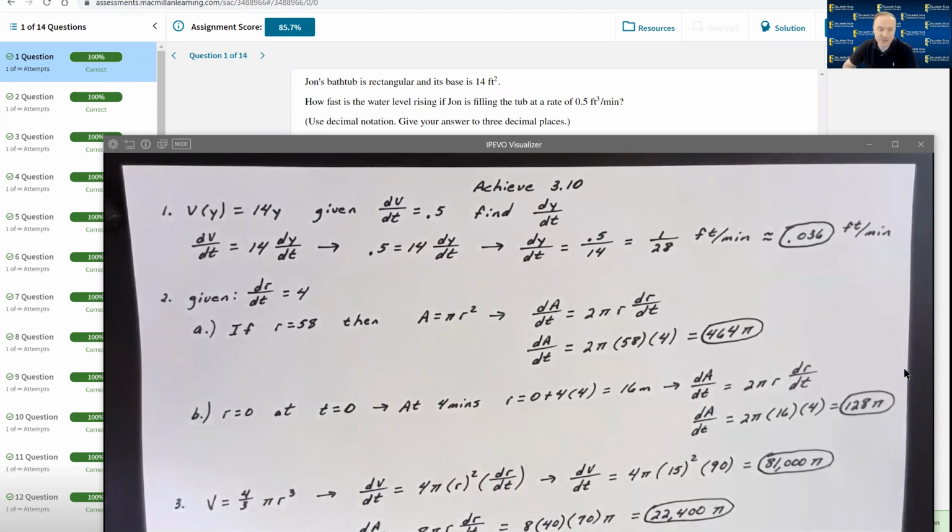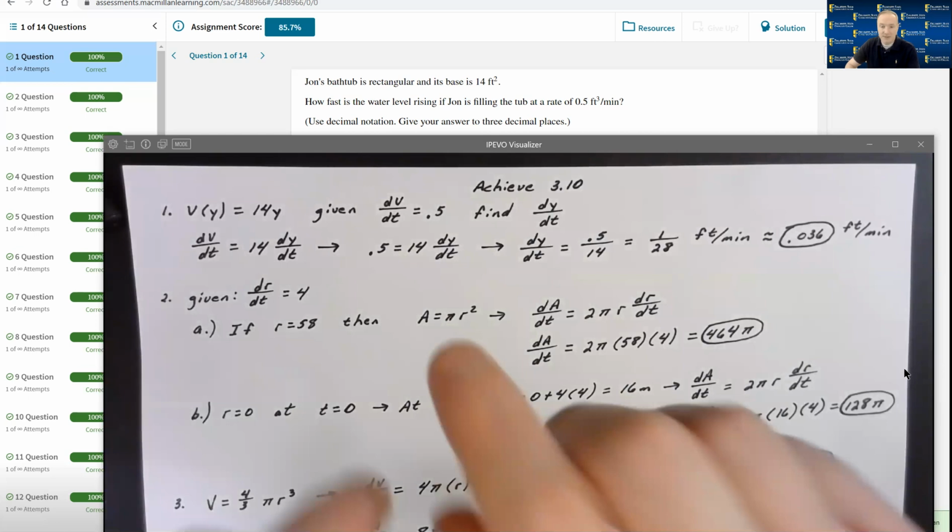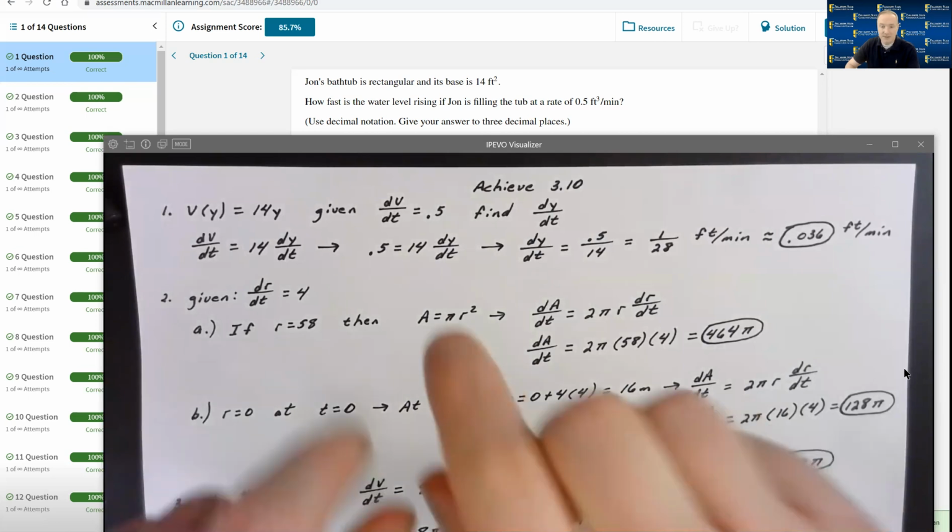This first question's almost so simplistic, it's difficult. It says here, John's bathtub is rectangular and its base is 14 square feet. How fast is the water level rising if John is filling the tub at a rate of 0.5 cubic feet per minute? And we're supposed to use decimal notation, giving the answer to 3 decimal places. Okay, so here's what I did for this problem.